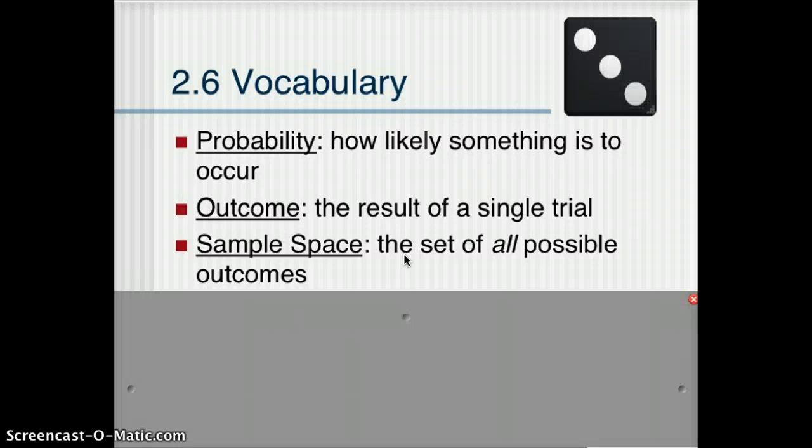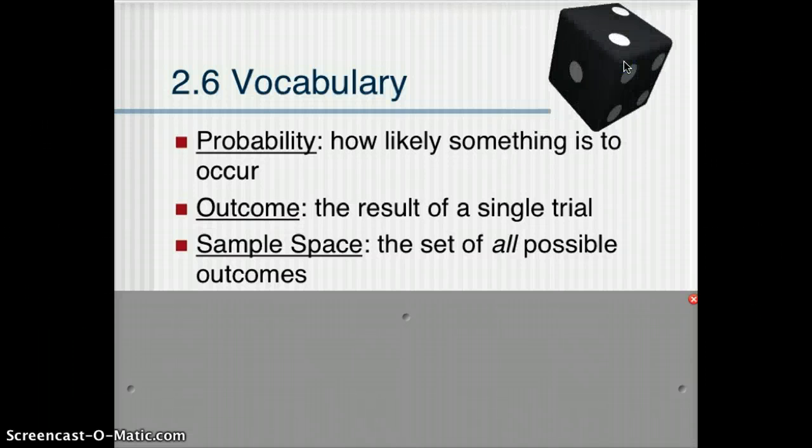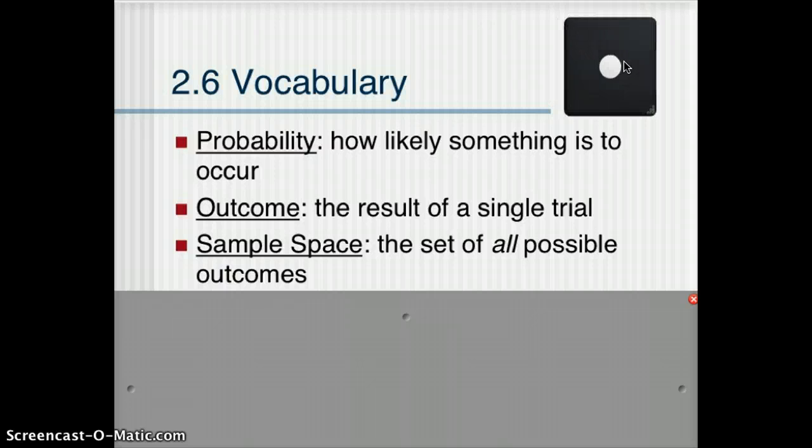The sample space is the set of all possible outcomes, so all the numbers that I possibly could roll. You can probably see this is just a normal dice. It just has the numbers 1 through 6. So my sample space, in this case, all the possible outcomes that would occur, are the set of 1, 2, 3, 4, 5, or 6. My sample space is everything that could happen.